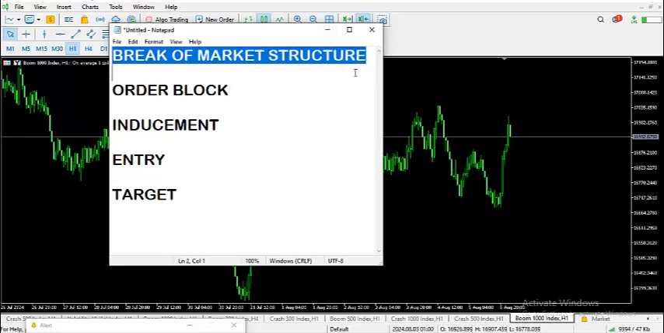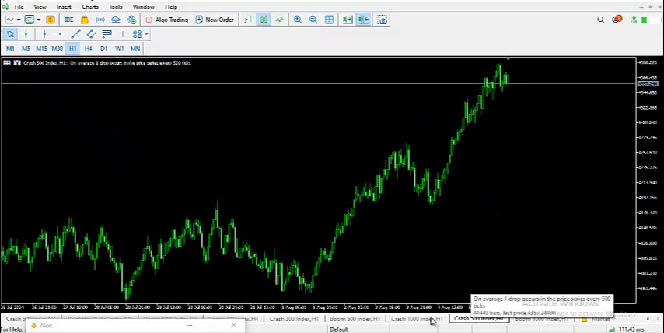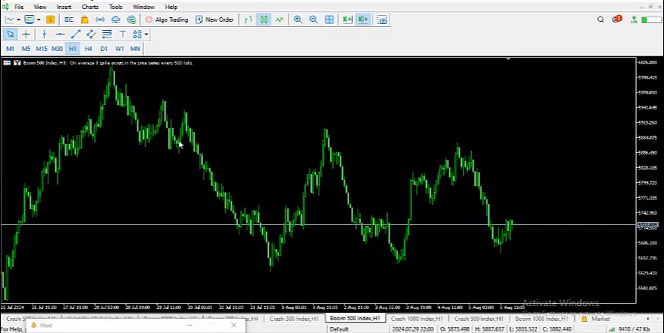So let's start with the break of structure. Now basically when we talk about break of structure, we are going to be identifying the major break of structure. So let's look at B500. We have a lot of structure being broken here. So if you look here, you will see that the structure was being broken here. Okay, so we have another structure break here. Okay, we have another structure break over here.